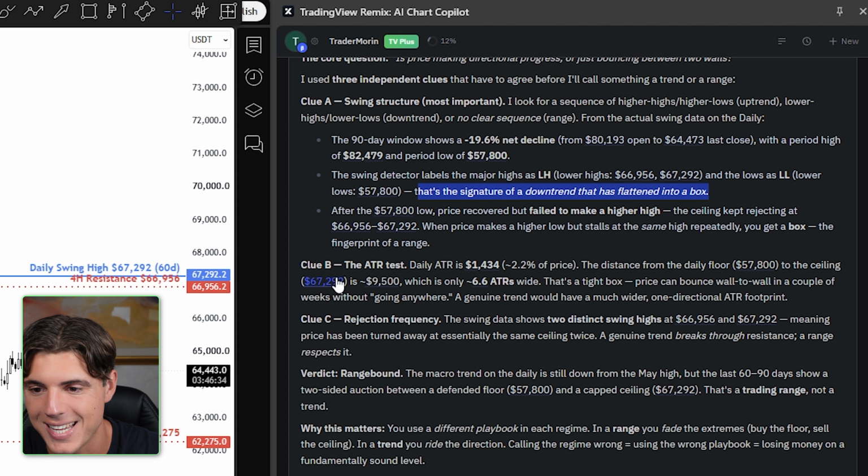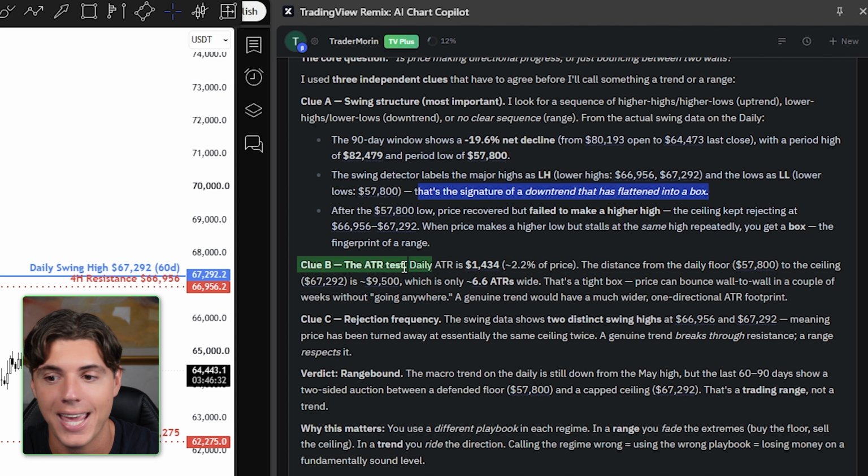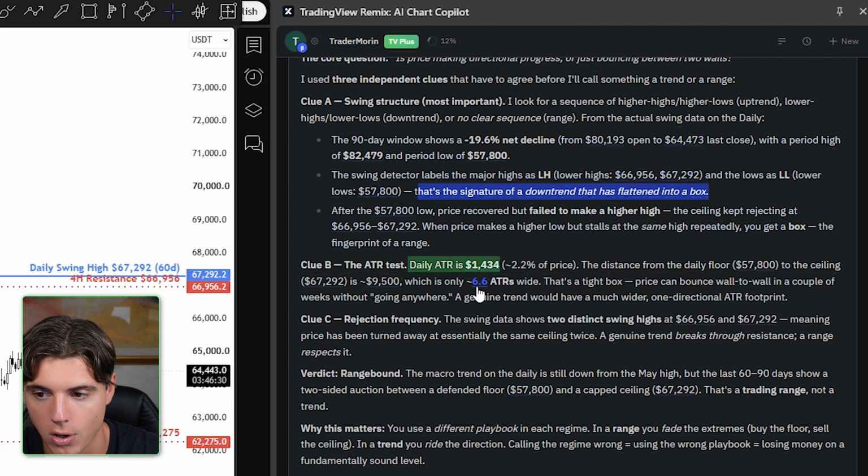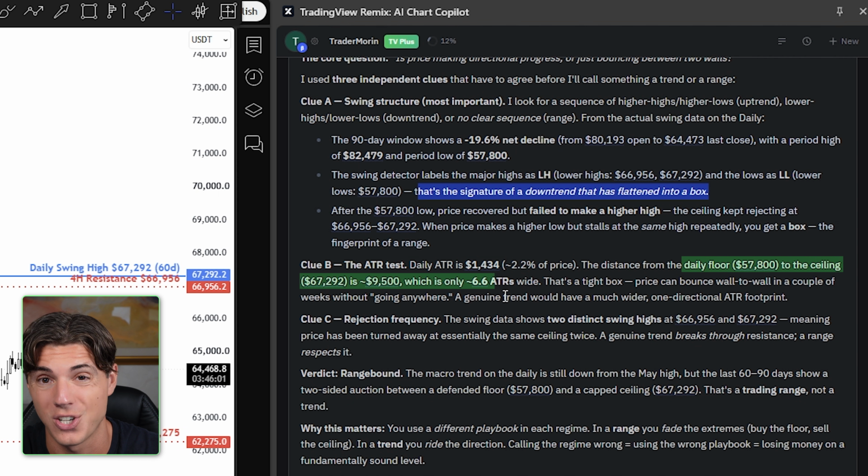Next, what it used was the ATR test. So the daily ATR is at 1,400, so around 2.2% of price. And when you're taking the swing low of 57.8 to the swing high, it's only 6.6 ATRs wide. What it's explaining is, in a genuine trend, you would have a much wider and more one-directional ATR footprint. And that's how it concludes the range-bound verdict.